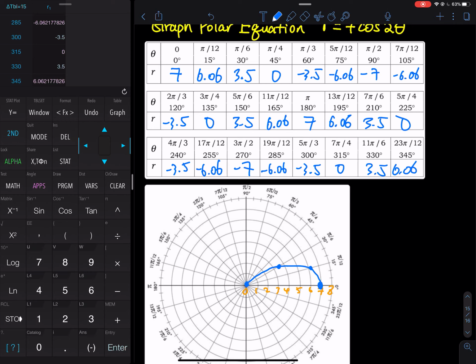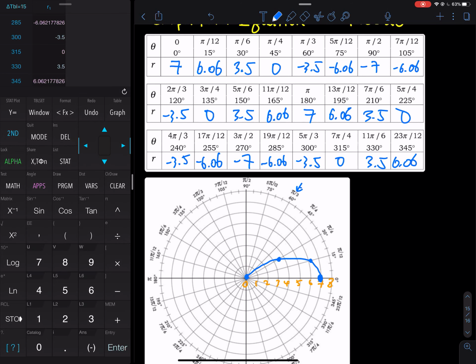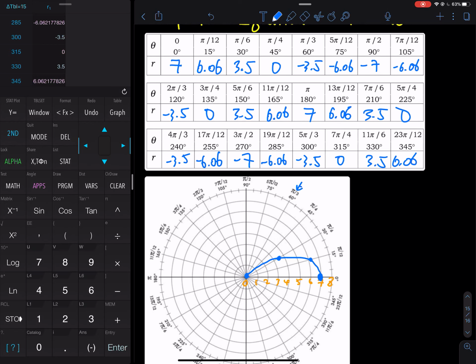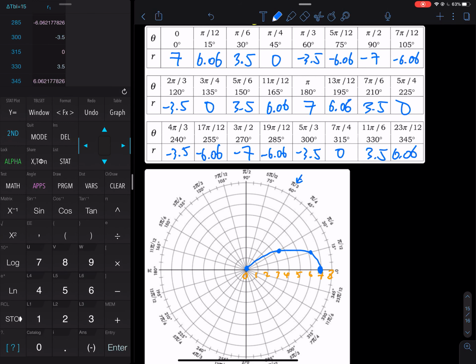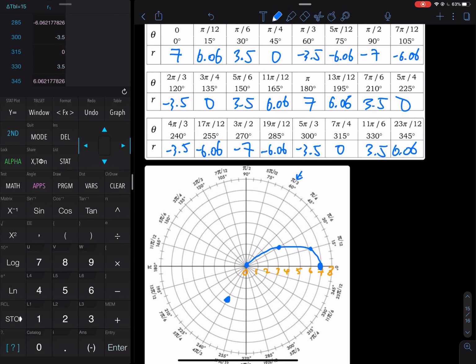Alright, so negative 3.5 at 60 degrees is in quadrant 1. We have negative 3.5, that means we have to reflect 180 degrees. So make a jump from quadrant 1 to quadrant 3. So 3.5, we are going this way: 1, 2, 3, and then 3.5. So let's erase the point that we don't need. And then 75 degrees is 6.06, so that will be 1, 2, 3, 4, 5, 6.06, and then negative 7, and then negative 6.06, negative 3.5 is symmetrical.